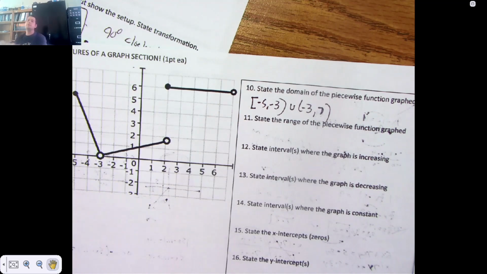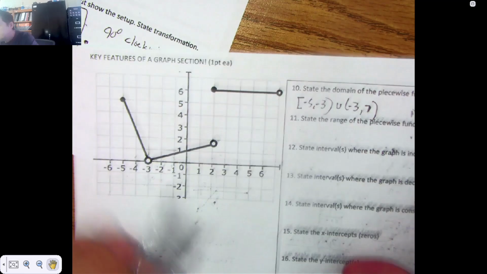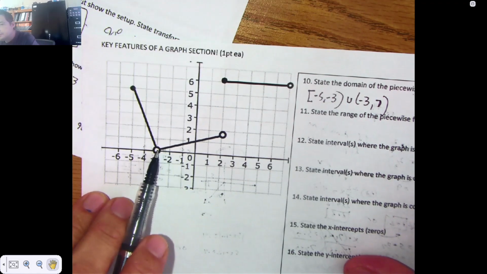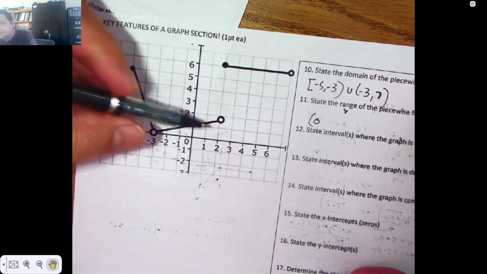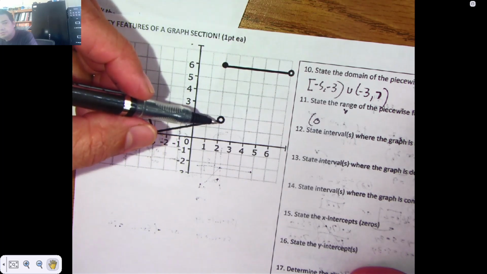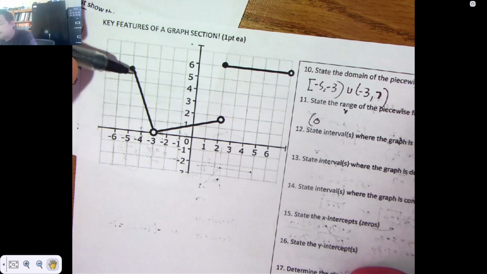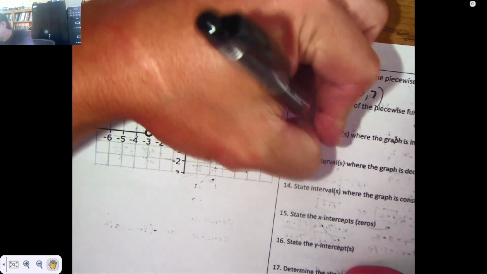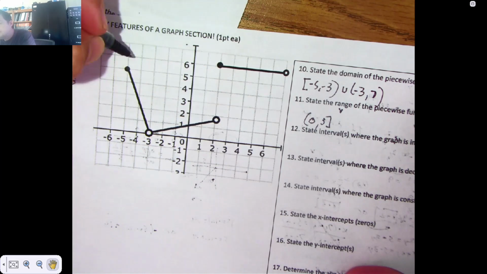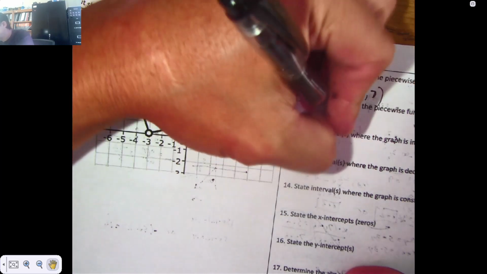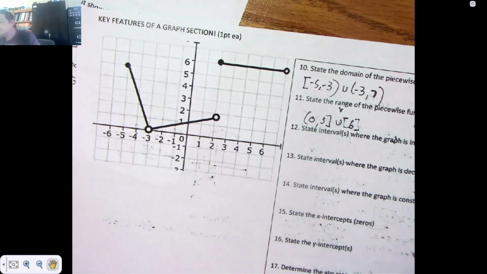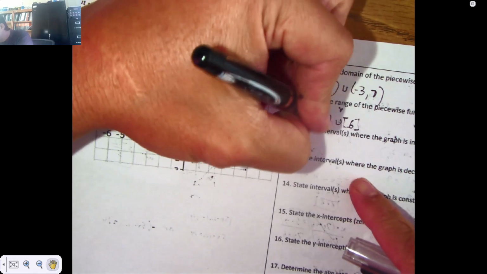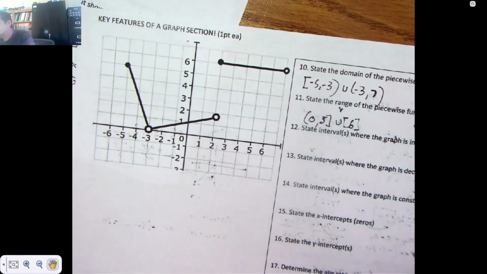Number 11, state the range of the piecewise function. This thing gets really close to 0, but it doesn't actually hit 0. Range, by the way, is your y. Close to 0, hence parentheses. And it rises on this side to almost 2, but on this side it rises to 5. Bracket on the 5. And then there's a jump all the way up to a y value of 6. So union with just 6. That last piece of the graph is constant. Anywhere on that piece, the y value is 6.